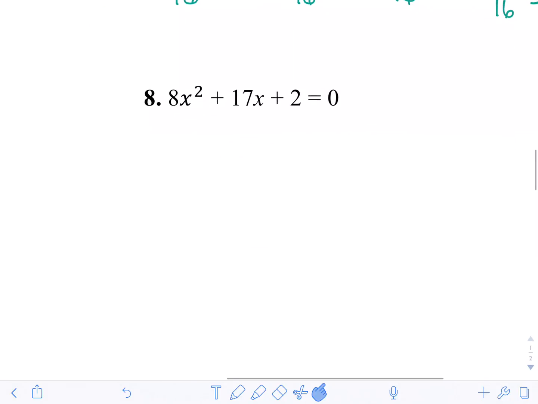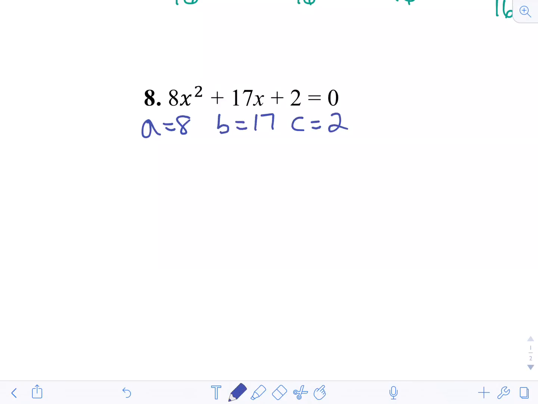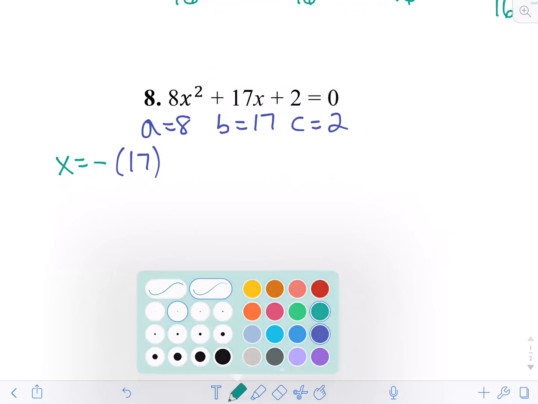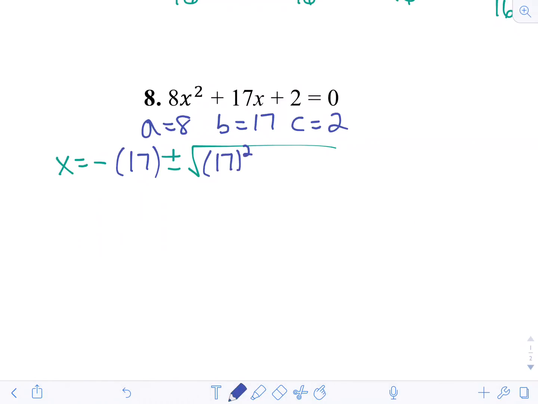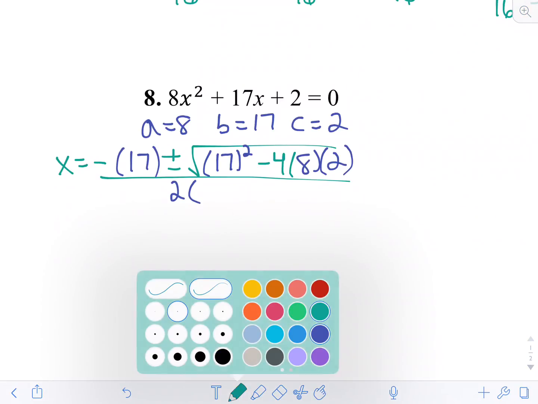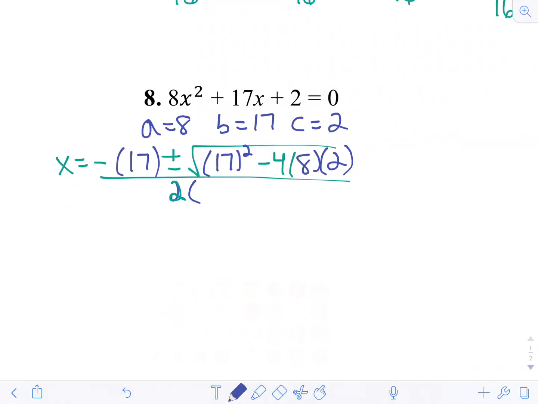Alright, last one here that I'm going to do with y'all. We have a is equal to 8, b is equal to 17, and c is equal to 2. It's already set equal to 0, that's why I was able to do that. So we have x is equal to negative b, so x is equal to negative, my b is 17, plus or minus the square root of b squared, so 17 squared, minus 4ac, so minus 4 times a is 8, times c is 2, all over 2a, so all over 2 times 8.